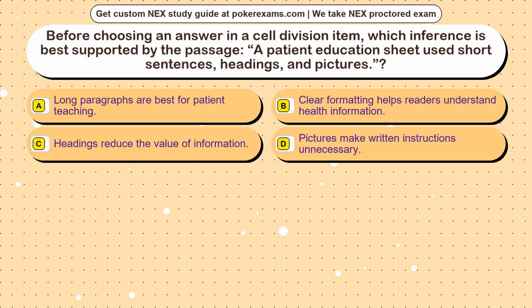Question 9. Before choosing an answer in a cell division item, which inference is best supported by the passage? A patient education sheet used short sentences, headings, and pictures. Option A. Long paragraphs are best for patient teaching. Option B. Clear formatting helps readers understand health information. Option C. Headings reduce the value of information.